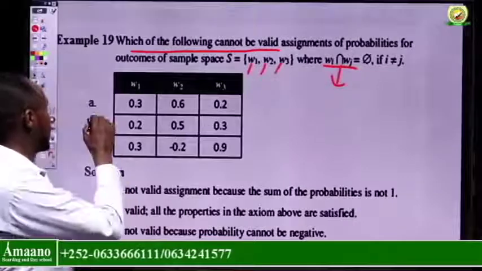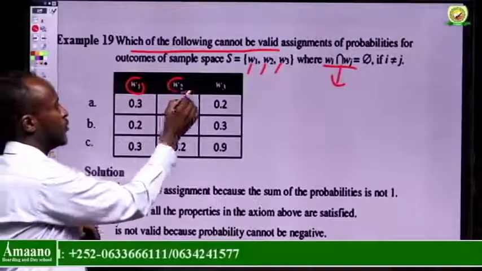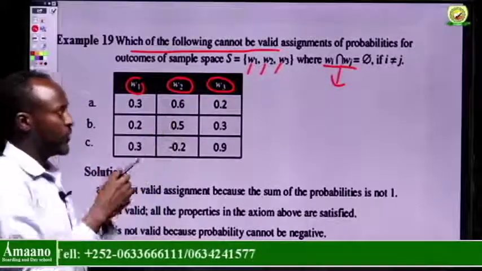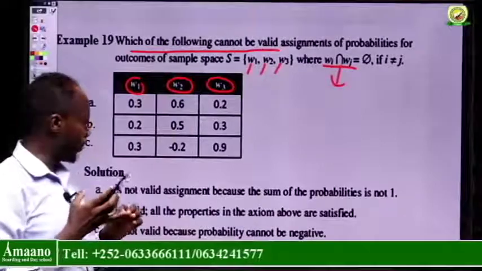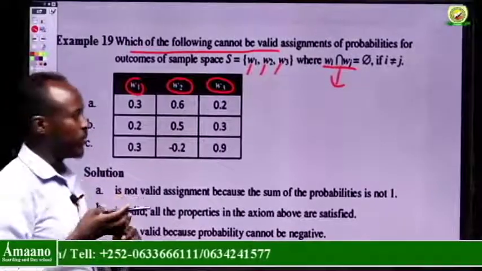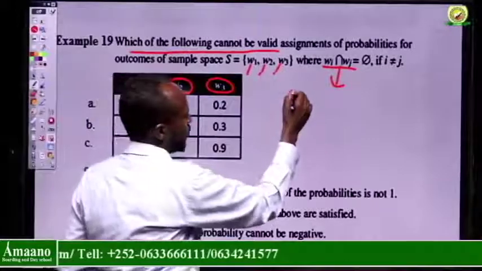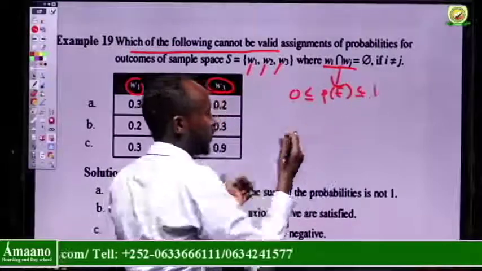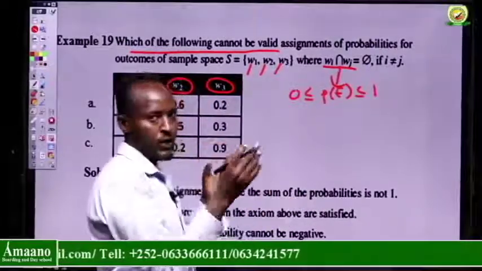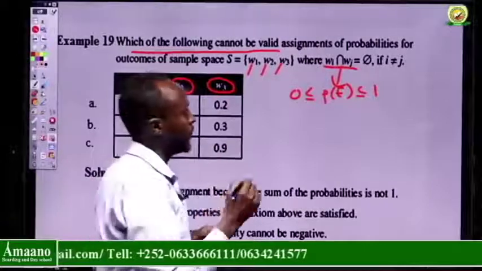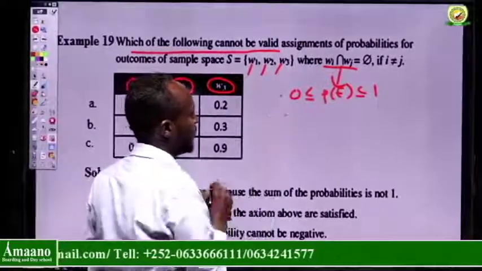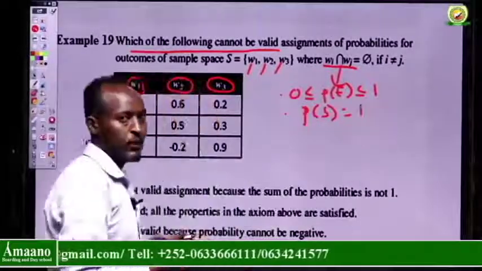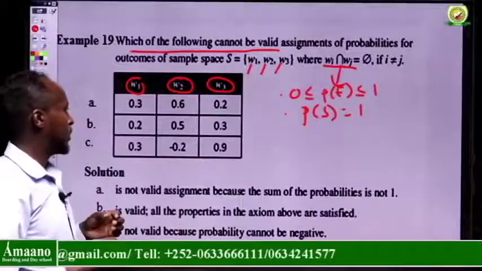Look at this one. W1, W2, W3, those are the three events. In order to check whether they are a valid assignment or not, we are going to compare with the axioms of probability. What were the axioms? The probability of any event should be greater than or equal to 0 and less than or equal to 1. It cannot be negative. If you have a negative number, then it is not a valid assignment. At the same time, if you add all the probabilities, the probability of the sample space should be one.